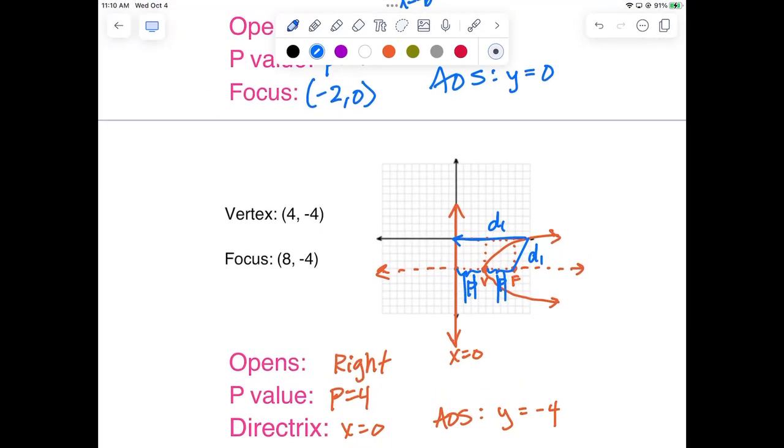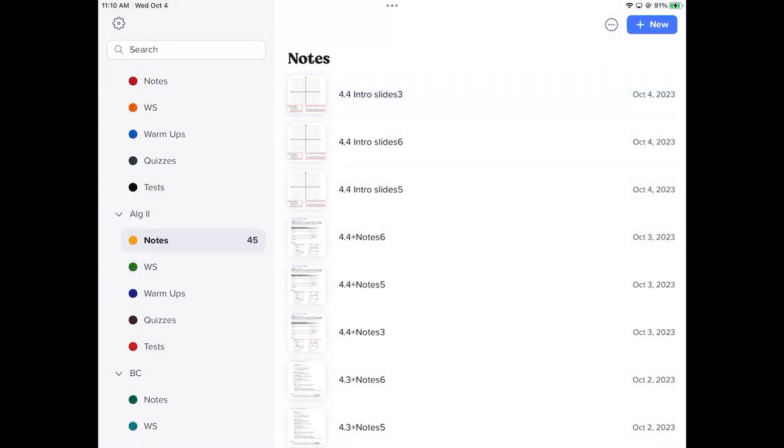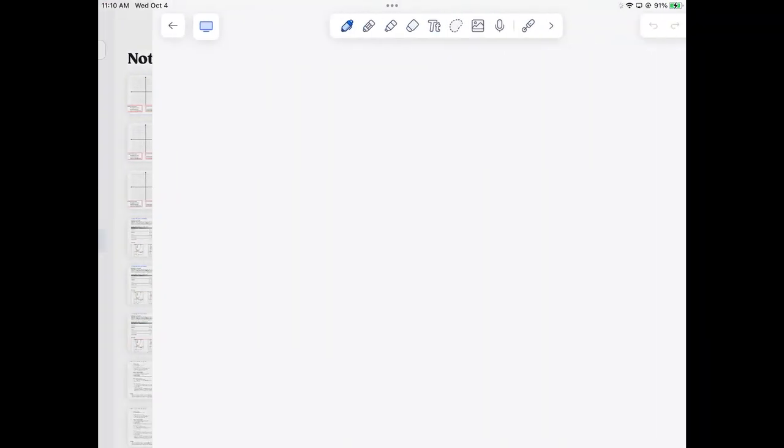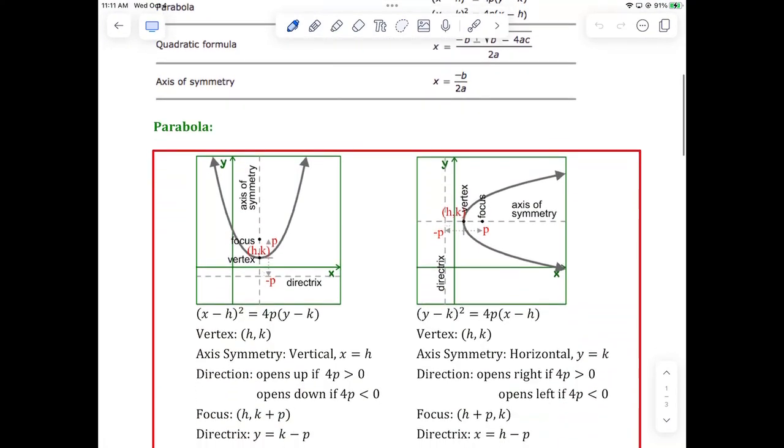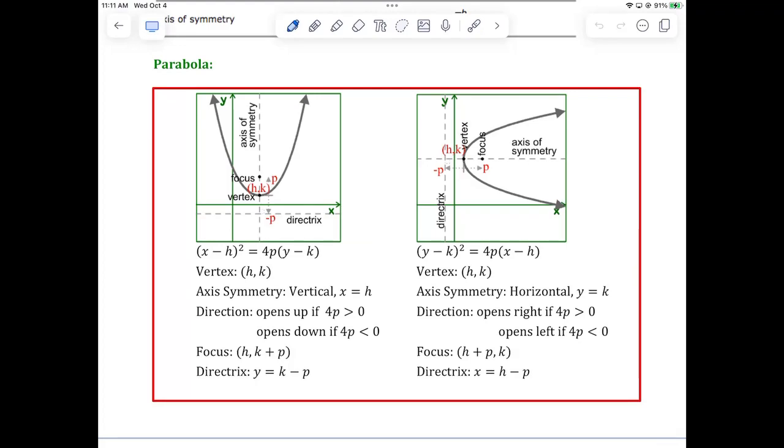Okay, let's go to the notes then, the real notes. 4.4, number 3. I've already talked you through all that. Here's kind of a summary of what they look like. The only thing that's different here is the format. So let's look at these two equations right here. This is the standard form for the conic section. Instead of vertex form, we call this conic form. Let's write that in here. Conic form.